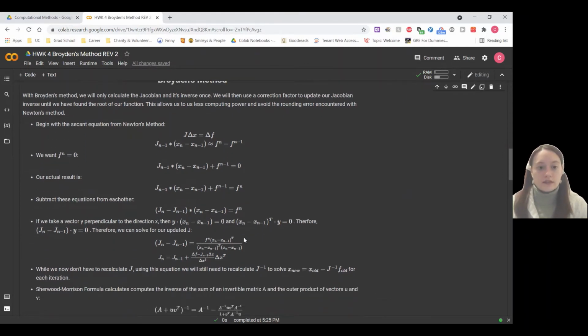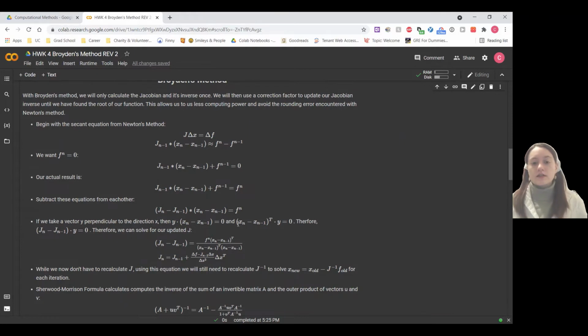So what can we do with this? Well, we know that if you take a vector that is perpendicular to the direction of a vector that you're looking at, so for example, if we take a vector perpendicular to our delta x vector, this would be going in the y direction, so we have this vector y. Then the dot product of those two vectors will be equal to 0, because if your vector is looking at the change of x and you move in the y direction, then your x values aren't going to change.